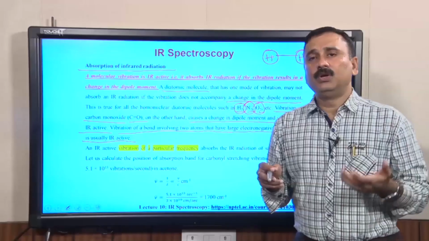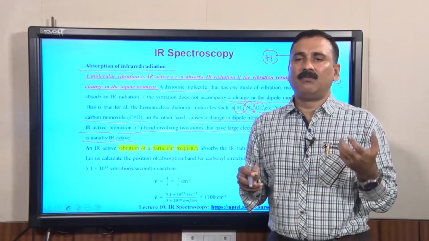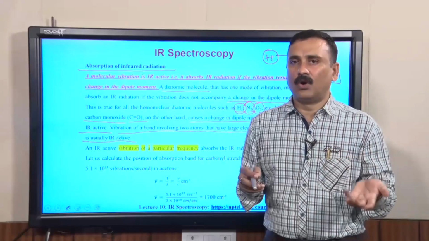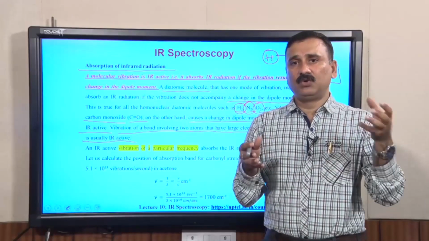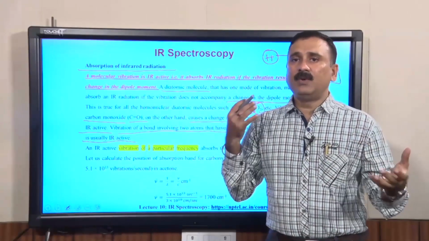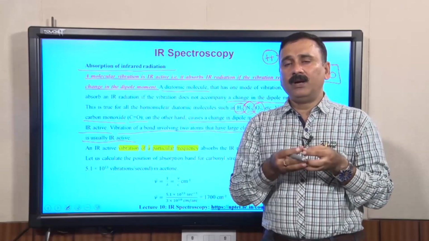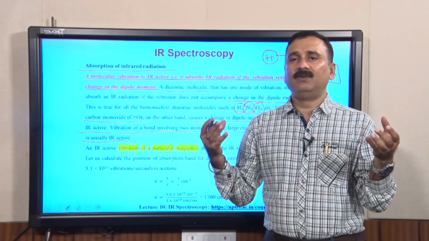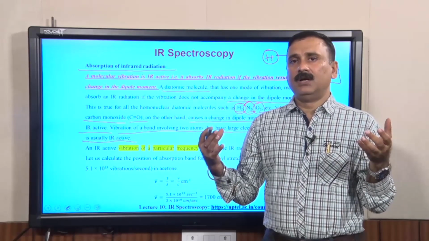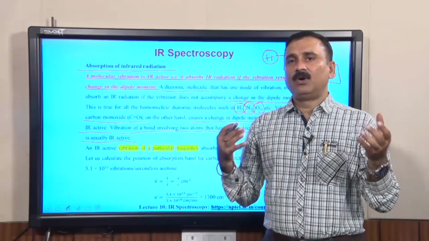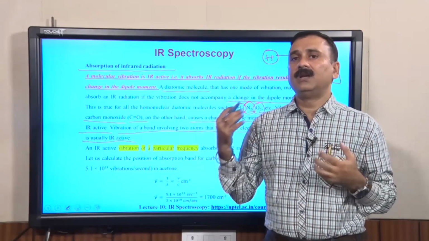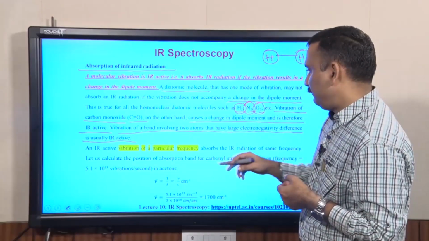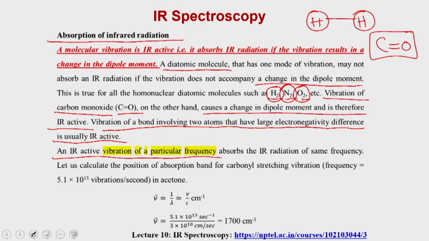So looking at the molecule, you can say whether that particular molecule is going to be IR active or not. What is the condition? It should be a diatomic molecule, which means it contains two atoms, these two atoms should be connected through a bond, and they should have a large electronegativity difference, which means that when they vibrate, they generate a change in the dipole moment. So an IR active vibration of a particular frequency absorbs IR radiation of the same frequency.